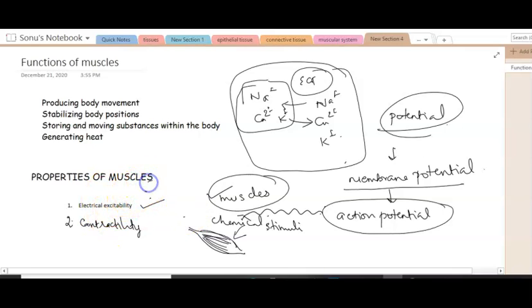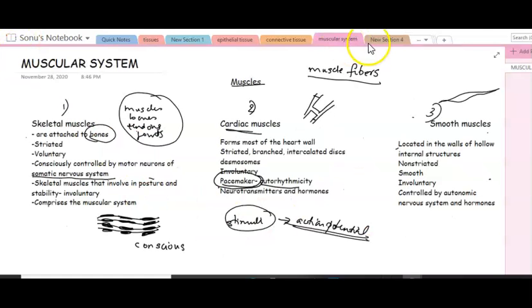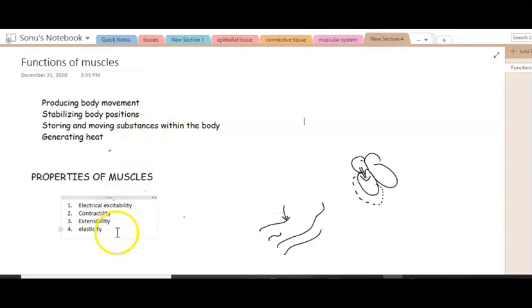Then the third property is extensibility, that is, after contractility, extensibility. Imagine this heart. If this ventricle has to be filled with blood, it has to stretch. Then only can the blood fill in. Also, in the case of the urinary bladder, the urine has to fill the bladder, so the urinary bladder has to stretch without getting damaged. That property is called extensibility.